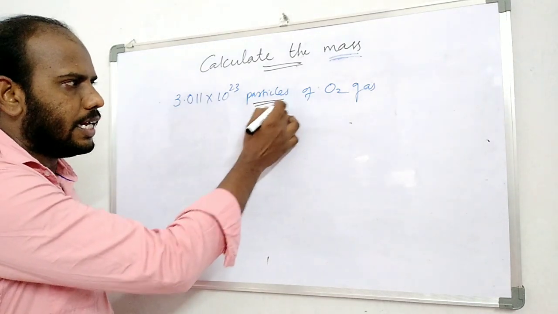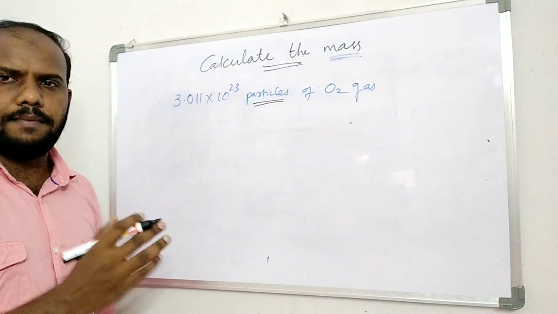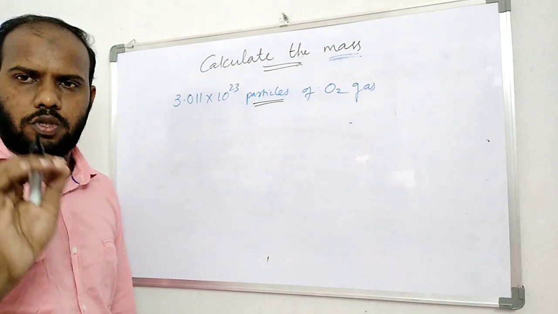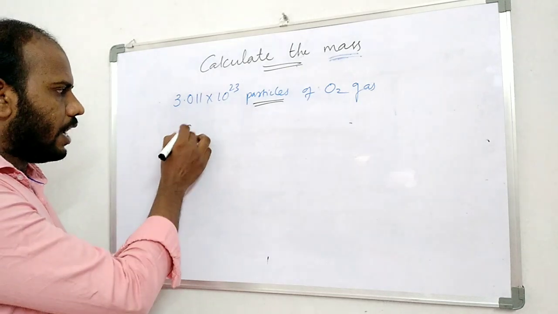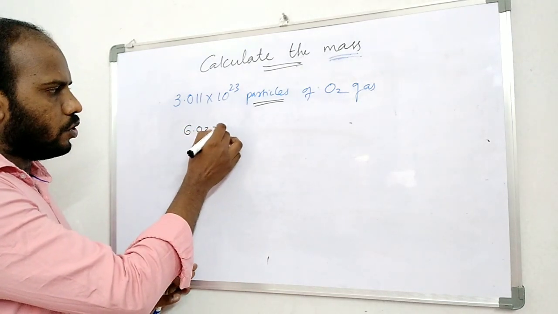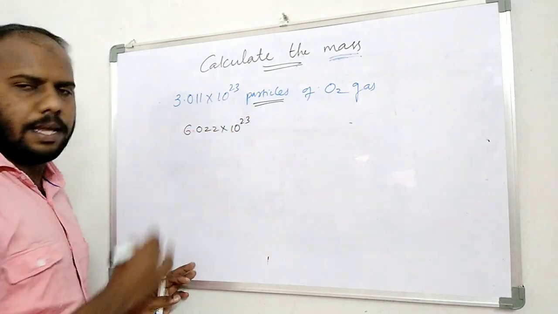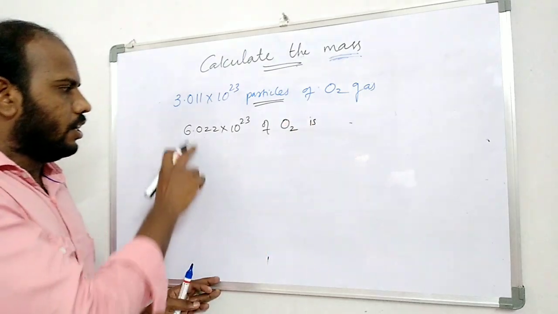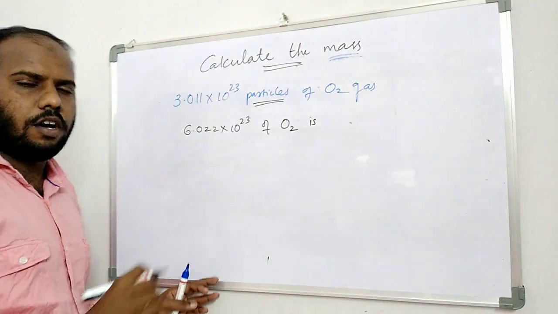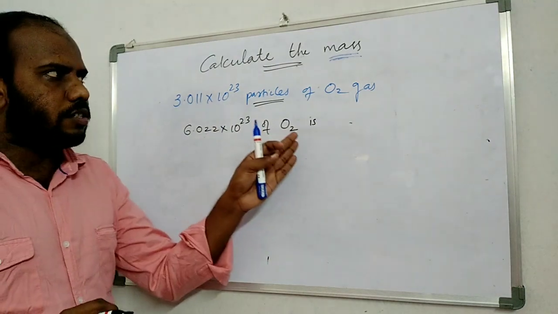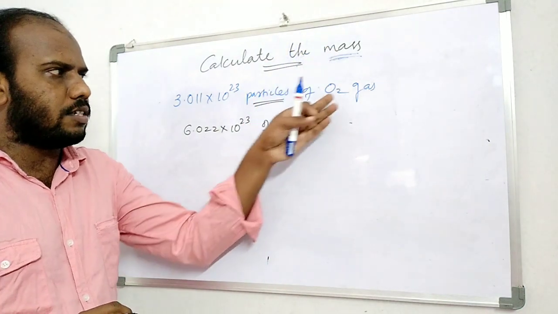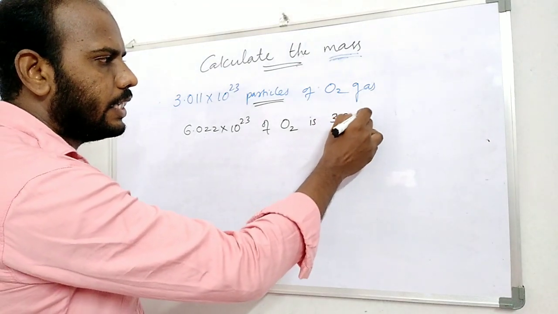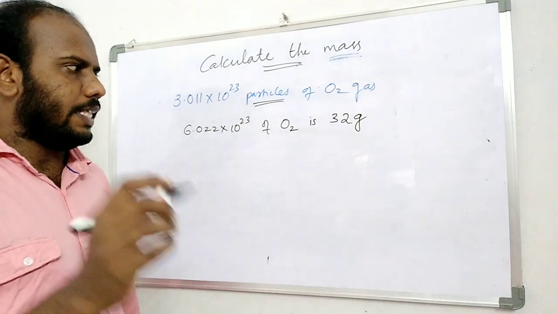So already we know the particle standard value, whatever the element, whatever the mass, the standard number of particles we know is 6.022 into 10 to the power of 23. So we have written: 6.022 into 10 to the power of 23 particles of oxygen is, how much do we have to take as its mass? For O2, one oxygen is 16 gram, then 2 oxygen we know is 32 gram. Got it, children? 32 grams.